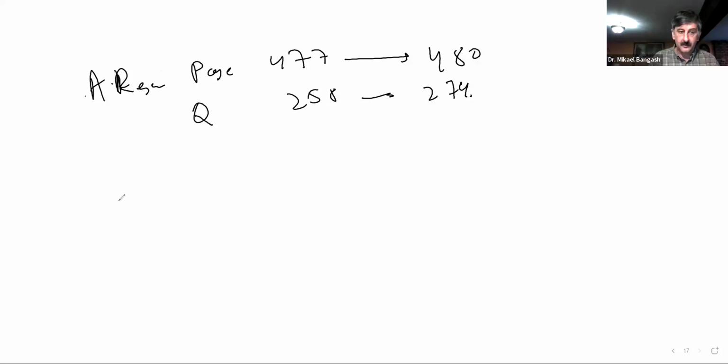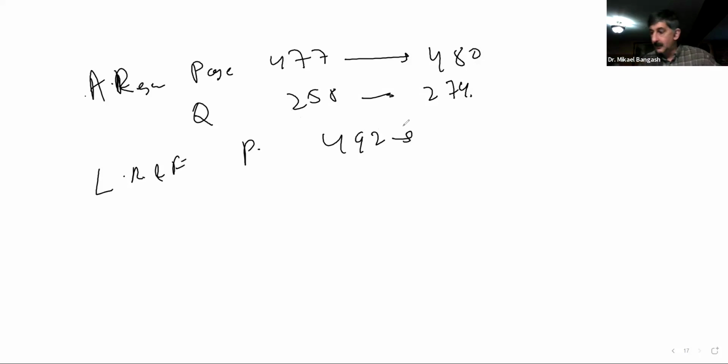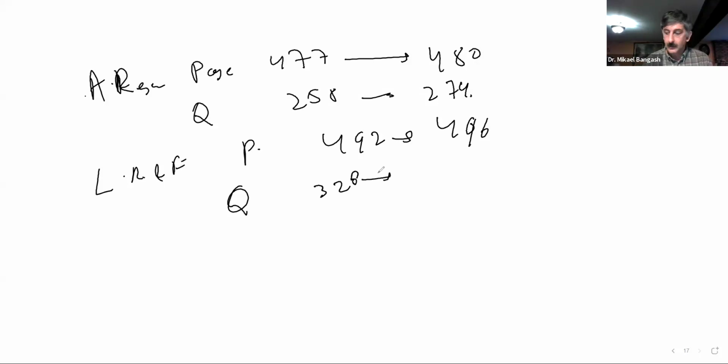Whereas for your lateral resolution, and things such as focusing, you go to pages 492 to 496, or question 328 to question number 349. Did you guys get that? Okay.